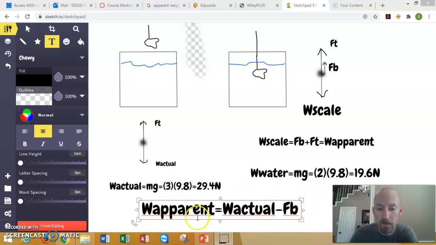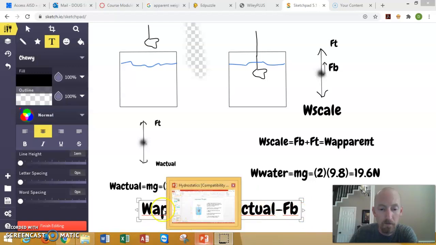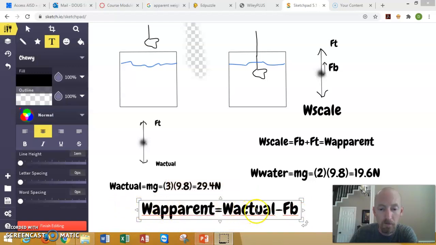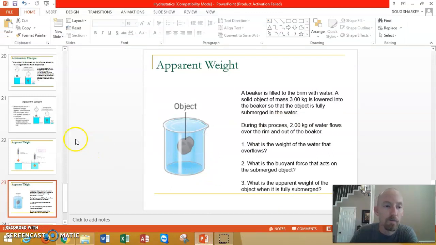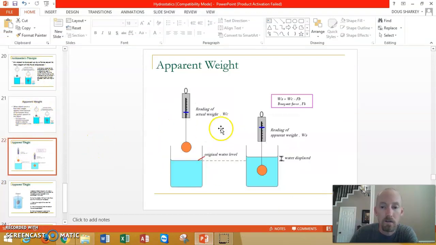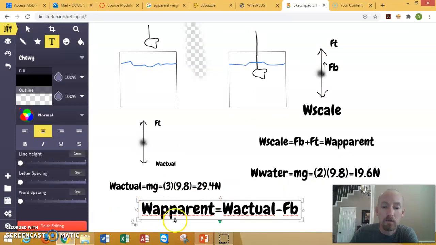In fact, this equation should be in one of my slides. Whoops, apparent weight equals actual minus FB. Here it is. Apparent weight equals actual weight minus FB. So it's in that slide right there. This is a really handy relationship. We really went through this, drew some pictures, and it looks a little more complicated than I wanted it to be. But anyway, this is a great example of an apparent weight problem.